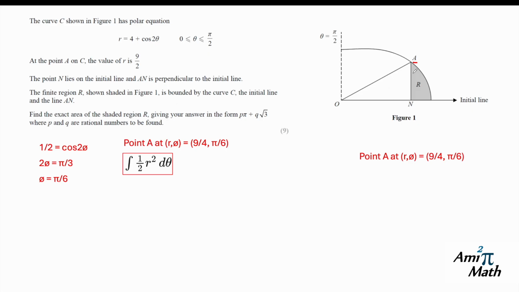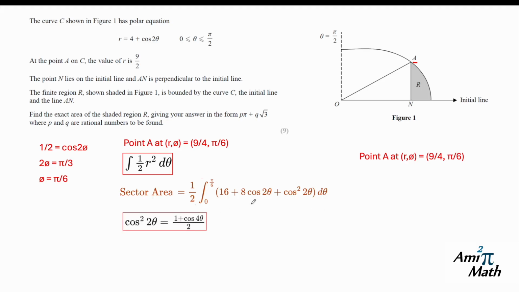Now we need to find the exact area of this sector, which is given by this equation, the integral of half r squared. We have our upper and lower bounds, which are pi over 6 and 0. We've put this r into the equation, and as it's r squared, we've squared this. Then we take the half out of the integral, and we expand the r squared, which gives us that. Using our knowledge of identities, we know that cos squared 2 theta equals 1 plus cos 4 theta over 2. So we can put that back into this equation.